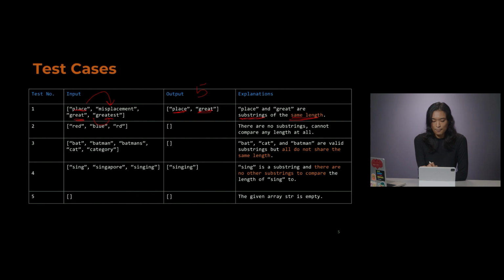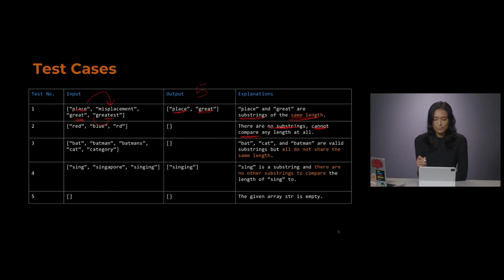For the next test case, we're going to have 3 strings passed in, 2 colors, red, blue, and RD. So 3 strings, and our output for this case is going to be empty, nothing else. And that's because this is a specific test case where we're dealing with an edge case. So in this example, we're going to be returning an empty array because there are no substrings, first of all, in that array that's passed in. And because there are no substrings, we don't have any matched strings at all. So we can't really compare any sort of length. So we return nothing because there are no substrings, so we cannot compare.